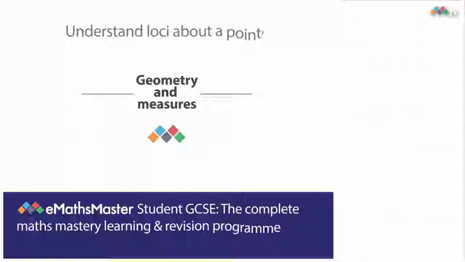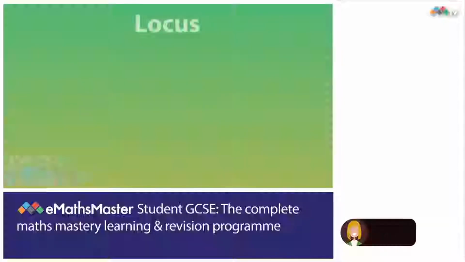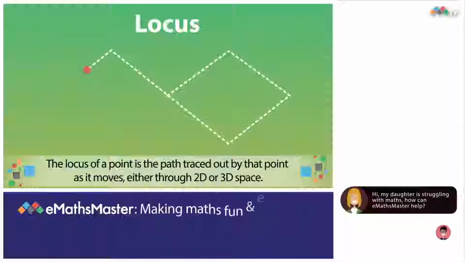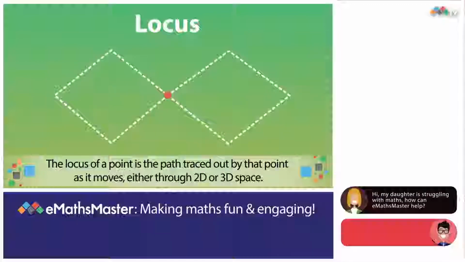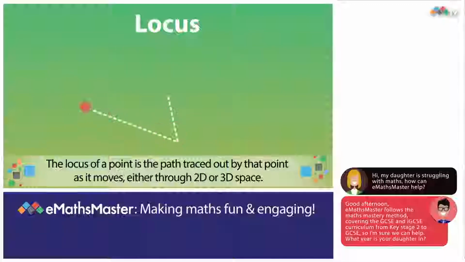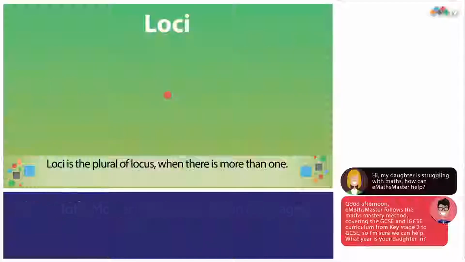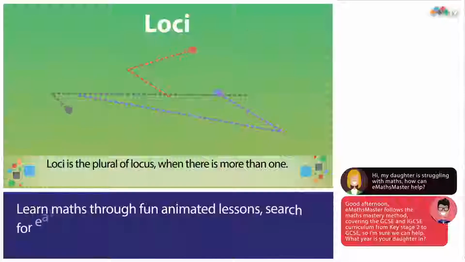Understand loci about a point, a line, and a corner. The locus of a point is the path traced out by that point as it moves, either through 2D or 3D space. Loci is the plural of locus when there is more than one.